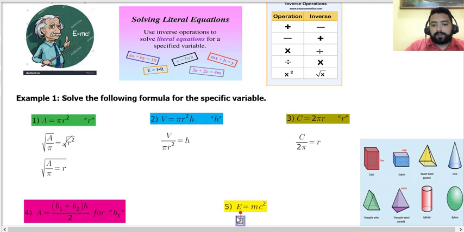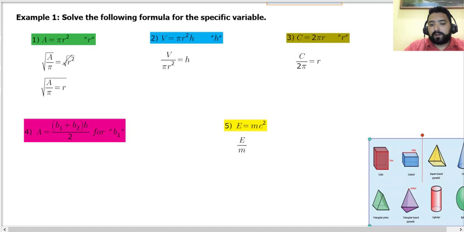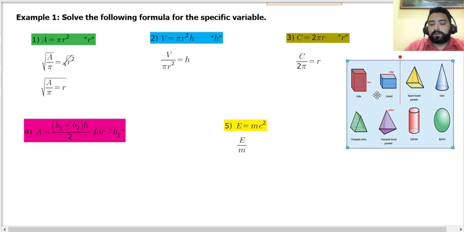So we need to isolate. In this case, I'm going to isolate for c. Okay, so we have E over m. Why over m? We use over m because it's multiplying on the other side, so we need to pass it to divide. So I'm going to move it this way.